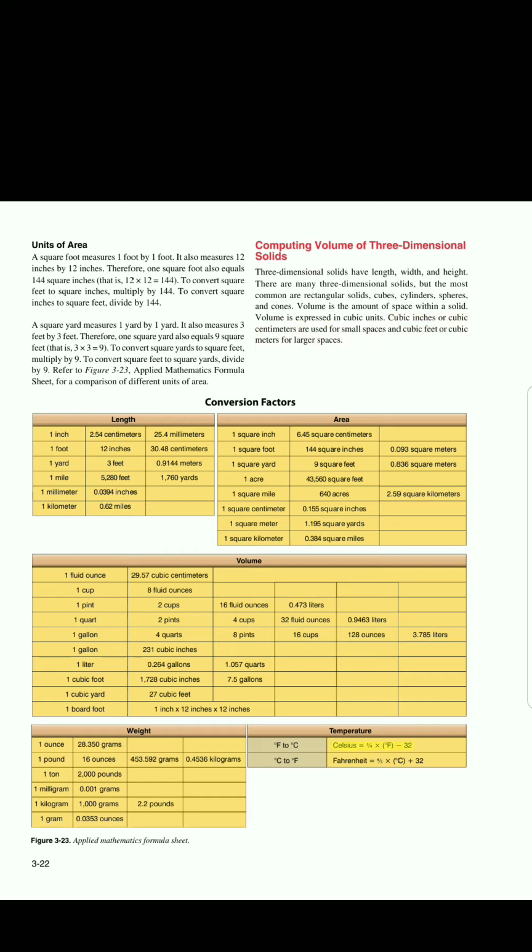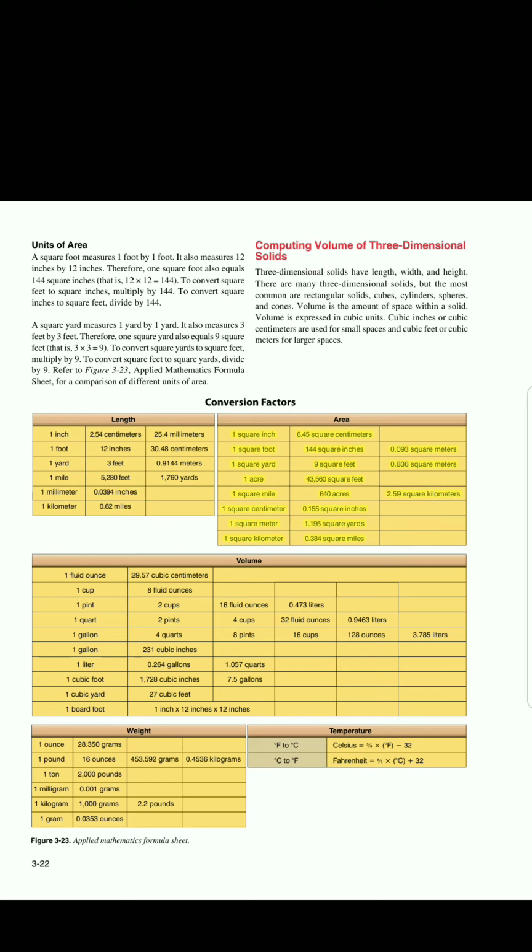Celsius equals 5/9 times degrees Fahrenheit minus 32. Fahrenheit equals 9/5 times degrees Celsius plus 32. 1 pound equals 16 ounces, 453.592 grams, 0.4536 kilograms. 1 ton equals 2,000 pounds. 1 milligram equals 0.001 grams. 1 kilogram equals 1,000 grams, 2.2 pounds. 1 gram equals 0.0353 ounces. Conversion factors. Length. 1 inch equals 2.54 centimeters, 25.4 millimeters. 1 foot equals 12 inches, 30.48 centimeters. 1 yard equals 3 feet, 0.9144 meters. 1 mile equals 5,280 feet, 1,760 yards. 1 millimeter equals 0.0394 inches. 1 kilometer equals 0.62 miles.